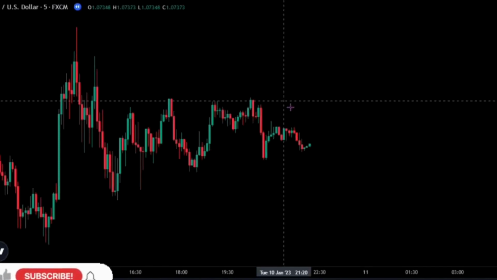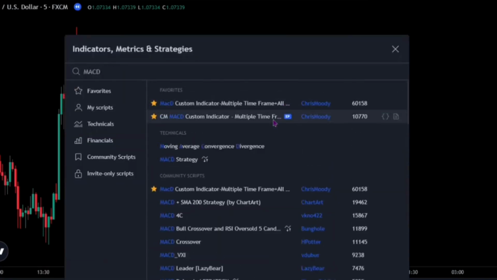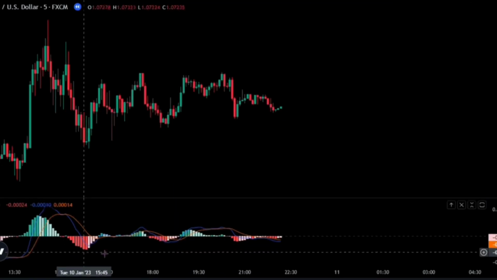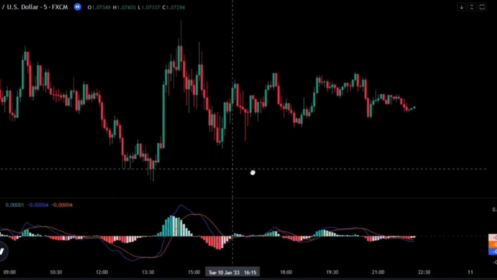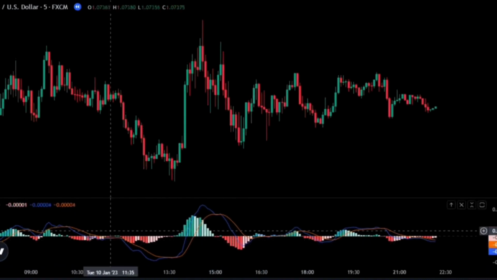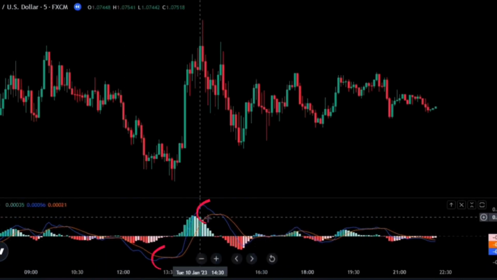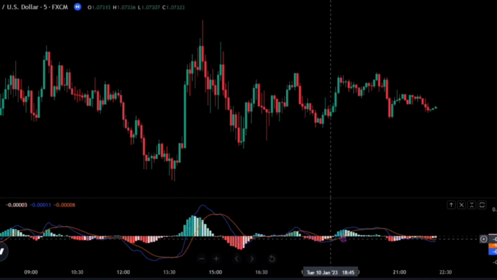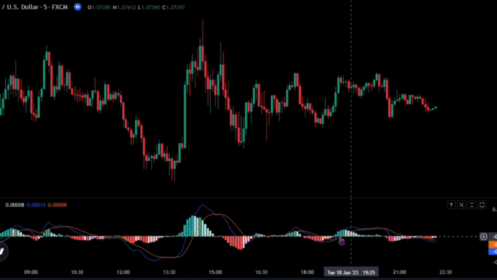First up, we need to add some indicators to our chart. Don't worry, it's not as complicated as it sounds. We're going to start with one of the most popular indicators in the game, the Moving Average Convergence Divergence, or MACD. This indicator is a game changer when it comes to identifying momentum and trend direction. We're going to focus on momentum for this strategy, and with a few simple adjustments to the settings, we'll be ready to rock and roll.